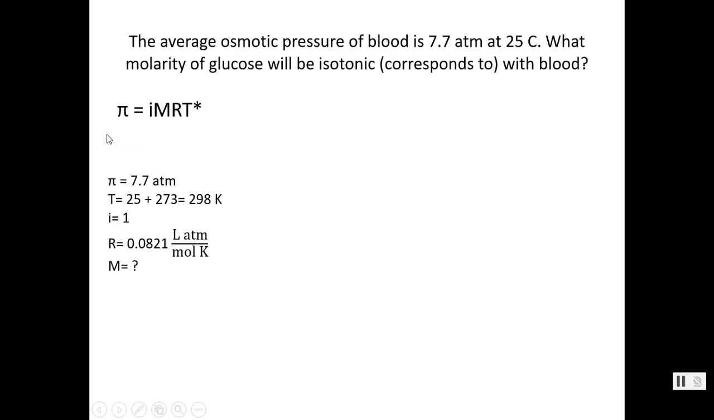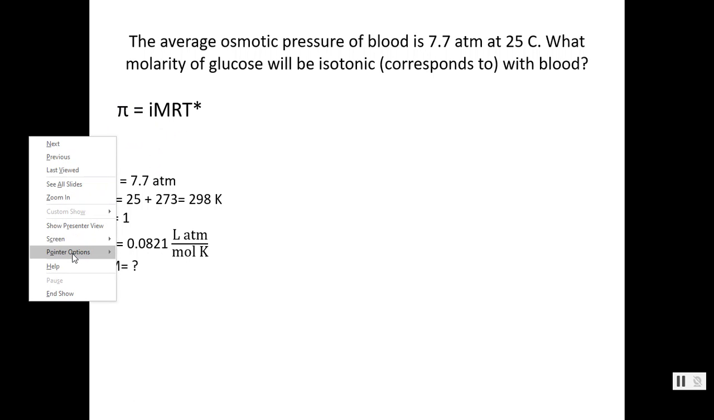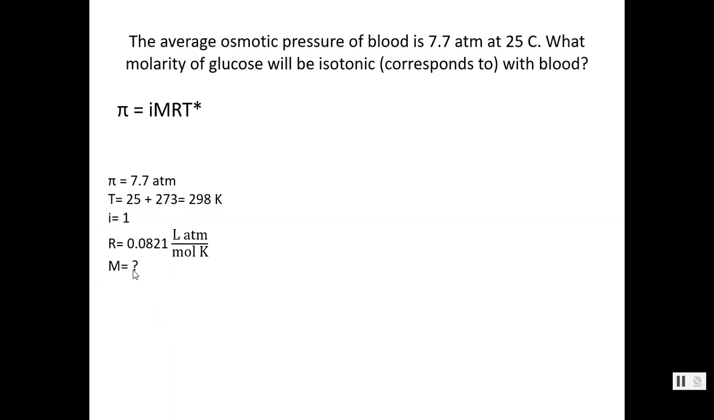We have the osmotic pressure as 7.7 atmospheres. We were given a temperature in Celsius, but we need to convert it to Kelvin. For all molecules that we will deal with in this course, the i will be equal to 1 unless I tell you in the problem otherwise. So for this problem, i is equal to 1. R is the gas constant. We need to solve for the molarity, M.